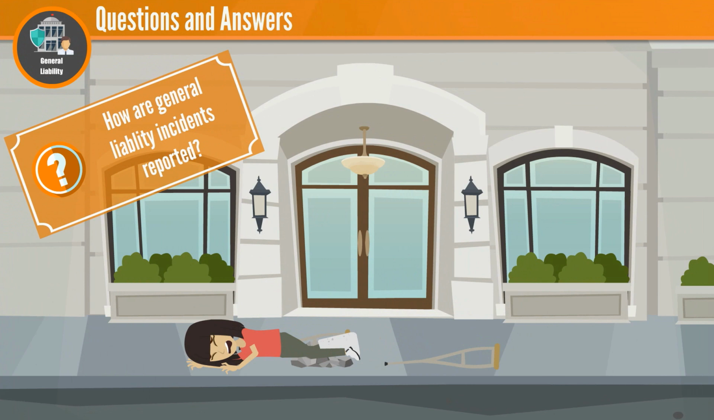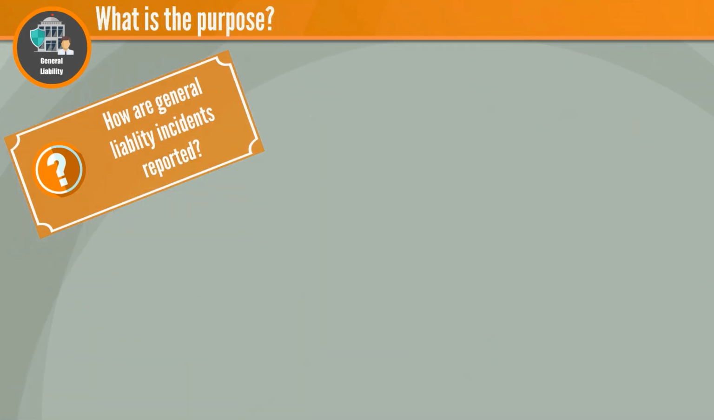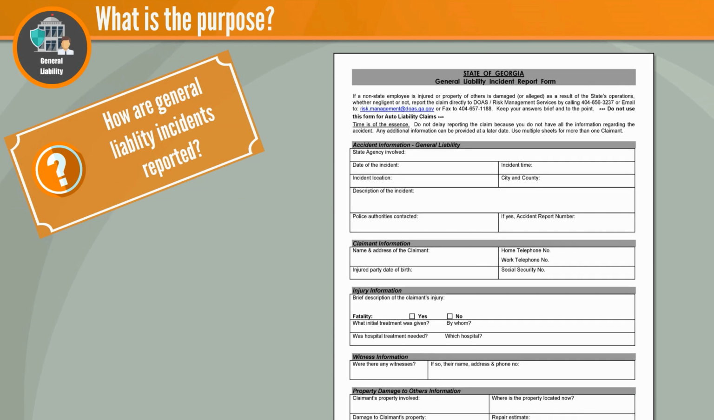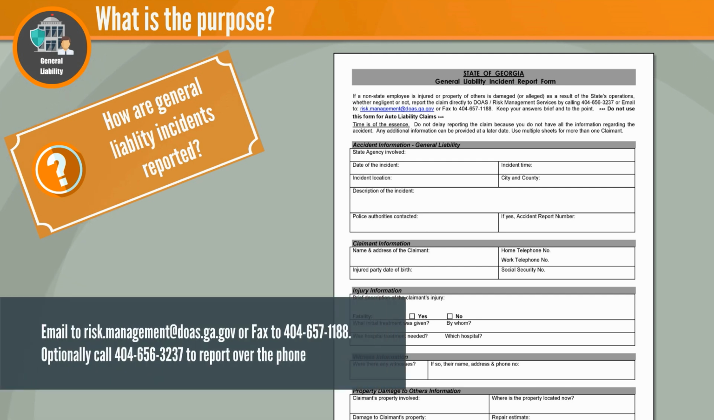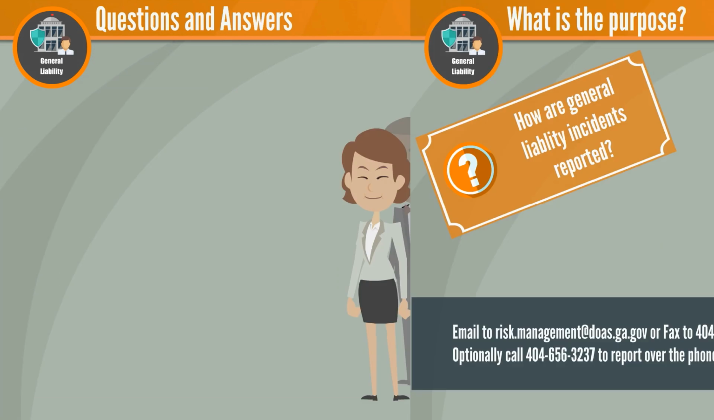How are general liability incidents reported? If a person who is not a state employee is injured or there is an occurrence of third-party property damage, the General Liability Incident Report form should be used to report the incident. Follow the instructions on the form. After completing the form, email or fax it. Optionally, you can also call the indicated number to make the report verbally.